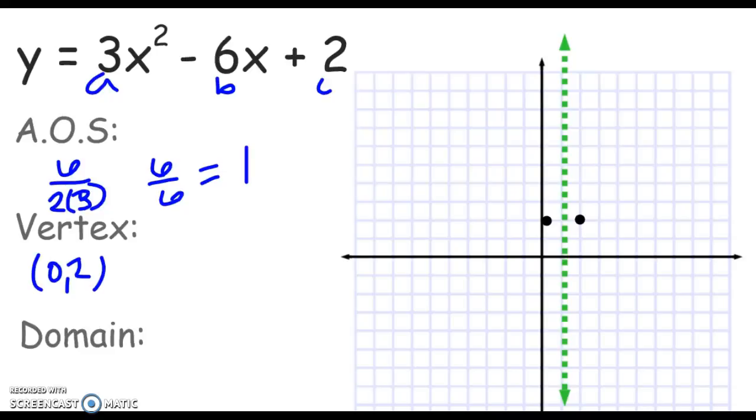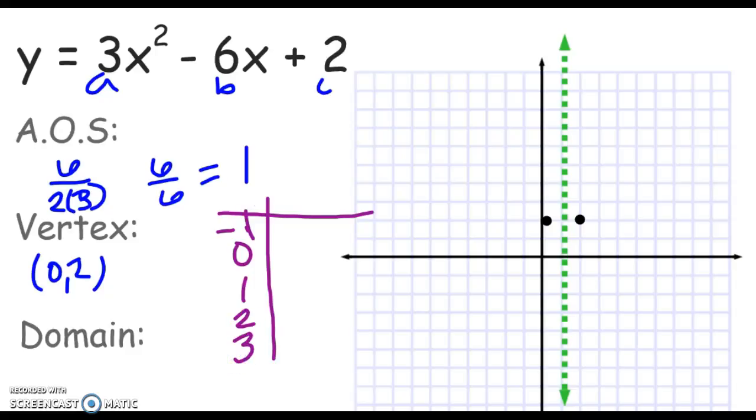Let's go ahead and make our table. My axis of symmetry is 1, so that's going to go as my middle number. And I'm going to do 2 above, 2 below, so negative 1 and 0, and then 2 and 3. I personally like to start with the middle number just because I like that to be my minimum or maximum, depending on whatever it is.